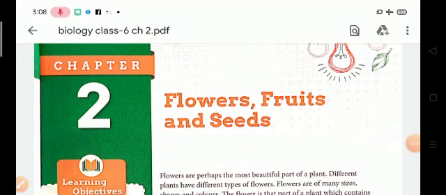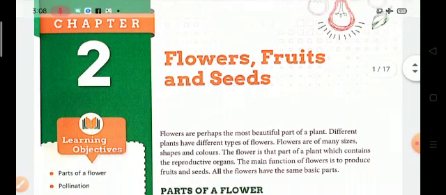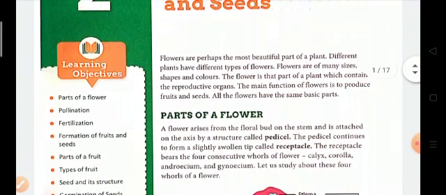Here I am going to explain to you the chapter Flowers, Fruits and Seeds. As we know, flowers are perhaps the most beautiful part of a plant. Different plants have different types of flowers. Flowers are of many sizes, colors and shapes.